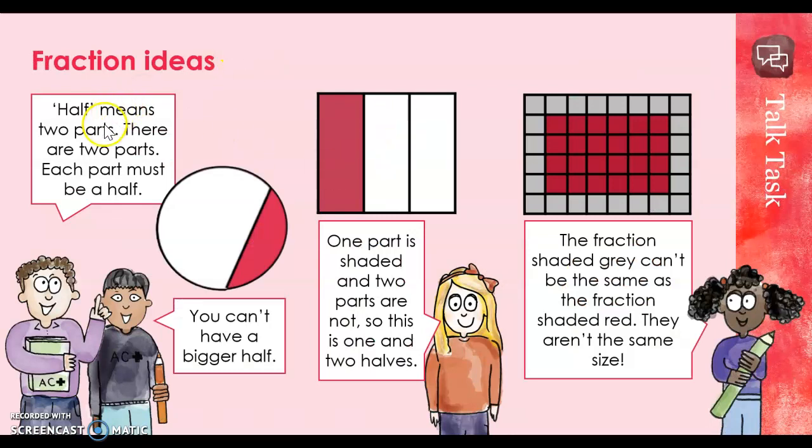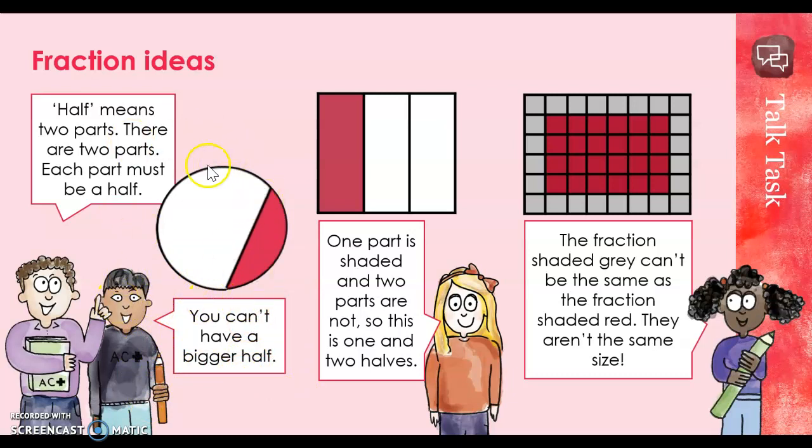Okay, so here are some statements that I want you to pause and consider whether they are sometimes true, always true, or never true. Okay, let's go through them then. Half means 2 parts. So here we have 2 parts, so each of them must be a half. I wonder if you think that is true, always true, sometimes true, or never true. And here we go, we have someone saying you can't have a bigger half. Again, I wonder whether you think that is sometimes, always, or never true.